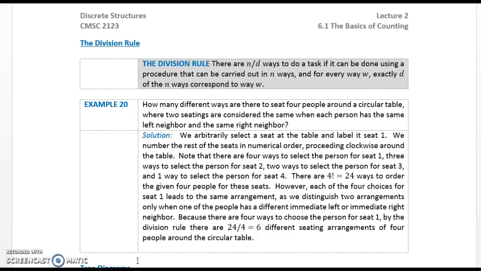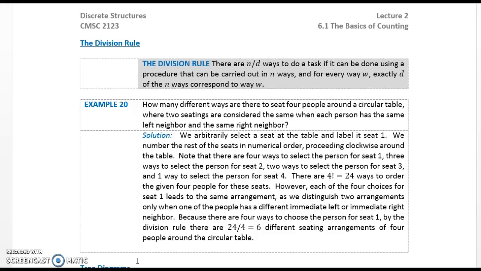Note that there are 4 ways to select the person for seat 1, 3 ways to select the person for seat 2, 2 ways to select the person for seat 3, and 1 way to select the person for seat 4. There are 4 factorial ways to order the given 4 people for these seats.